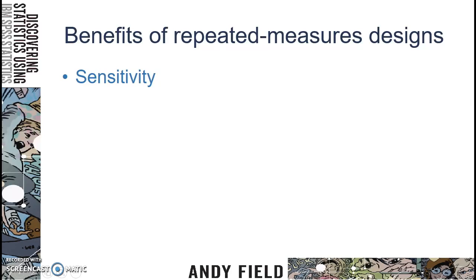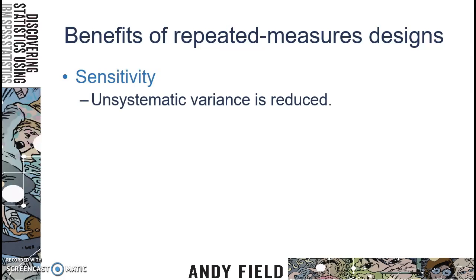Okay, so you might ask the question, why do we want to use a repeated measures design? One of the reasons is sensitivity. And what do we mean by that? When we talk about unsystematic variance being reduced, what are we talking about here?